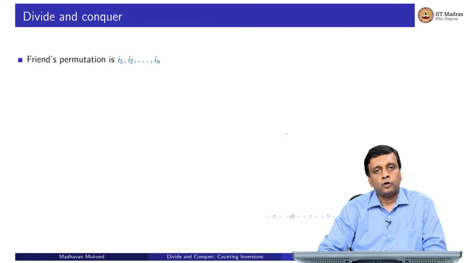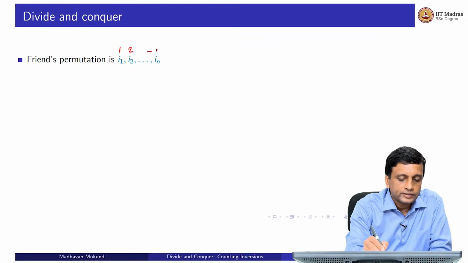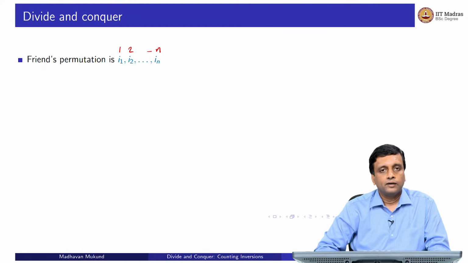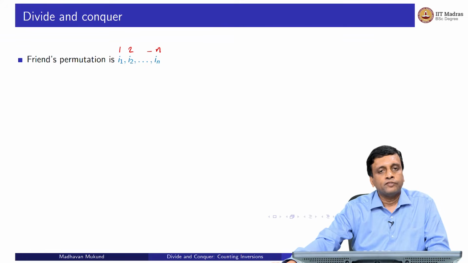So since we are talking about divide and conquer, obviously we are going to do this by trying to split this sequence into 2 parts. So remember that our permutation is always 1, 2 up to n, right? So we have a fixed ordering, and with respect to this fixed ordering, our friend has a different ordering which is given by this permutation i1, i2 up to in. Now we want to count the number of inversions between our ordering and this new permutation.